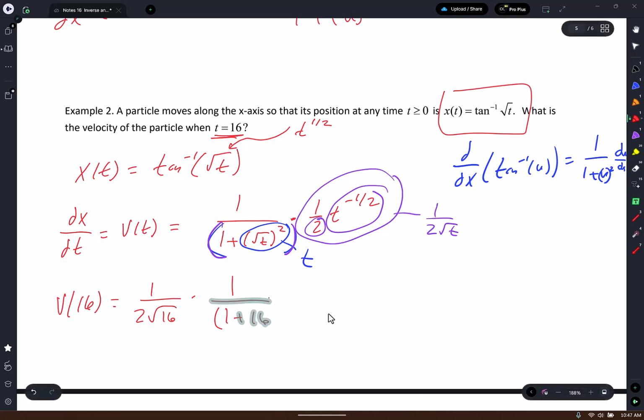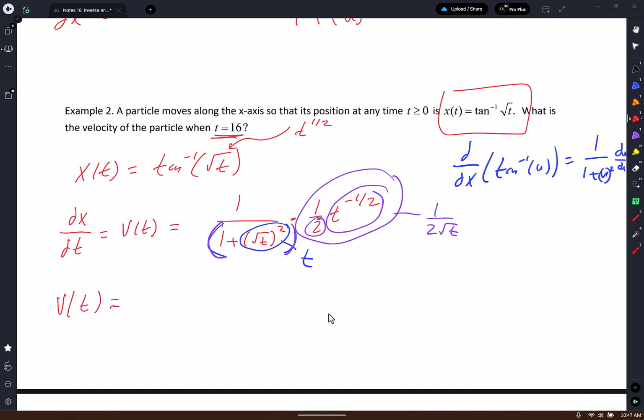Okay, let's start from the beginning. Let's not even put a 16. v of t, here, more steps. So I have 1 over 1 plus t. Does everyone know how I got that? Times 1 over 2 square root of t. Does everyone know how I got that? This t to the negative half, you bring it down, right? Are we still okay?